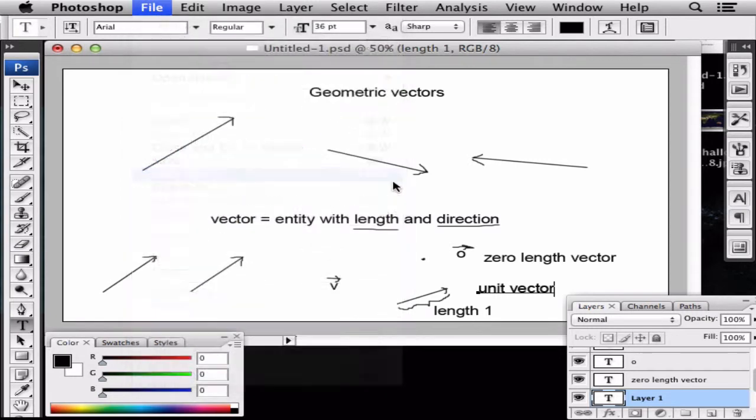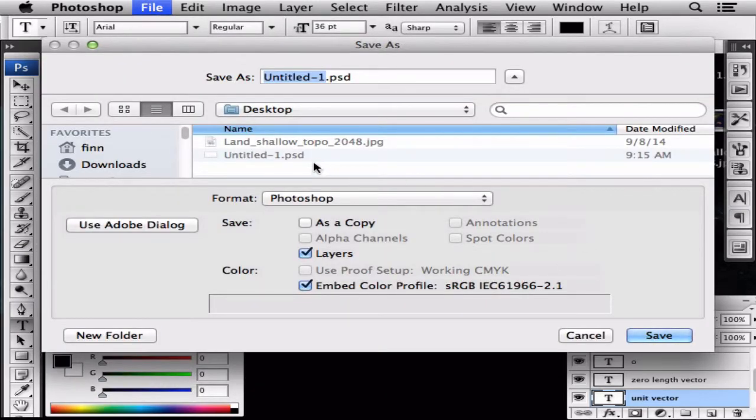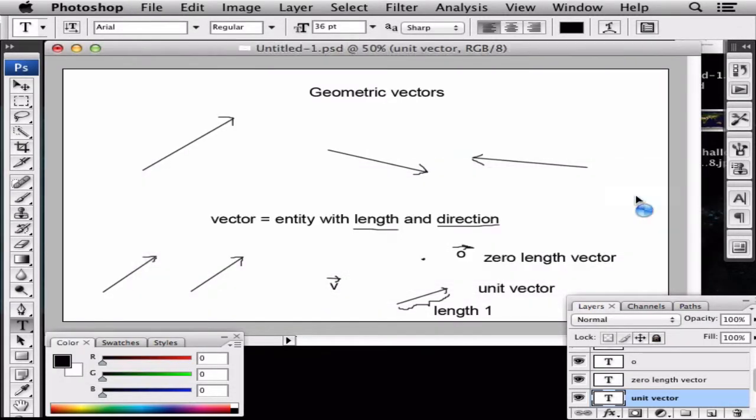Okay. I'm going to save these as well, so you can look at them later if you want.